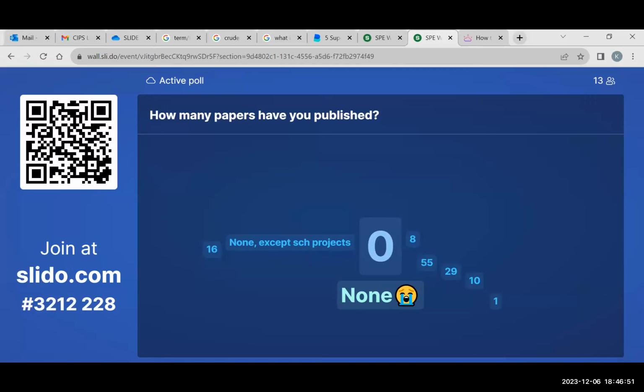Okay, so from our responses so far, it looks like our majority are yet to publish any paper. Some have published one, and the highest number we've had so far is 55. That's very interesting to see. I think with this icebreaker, we have a rough idea of who our participants are. And I'm very sure that we would also have an idea of what the expectation is like.